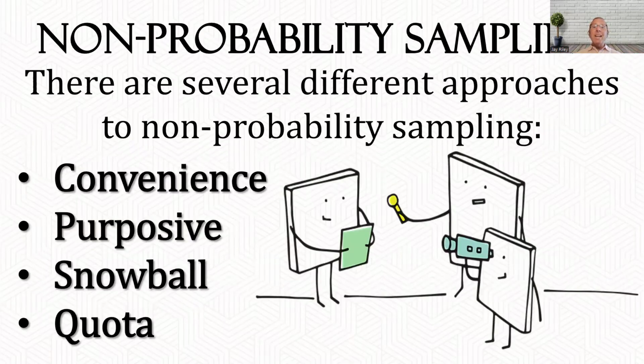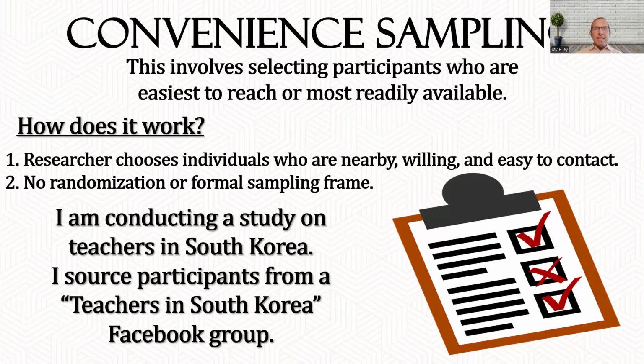So let's talk about non-probability sampling. And we've got convenience sampling, purposive sampling, snowball sampling, and quota sampling. So these are less statistically precise. We're going to start with convenience sampling. Like the name implies, this is just selecting participants that are easiest to reach. They're most readily available. So how does this work? Well, you choose individuals who are nearby, ready and willing to participate, and easily contactable. There's no randomization, and there's no formal sampling frame.